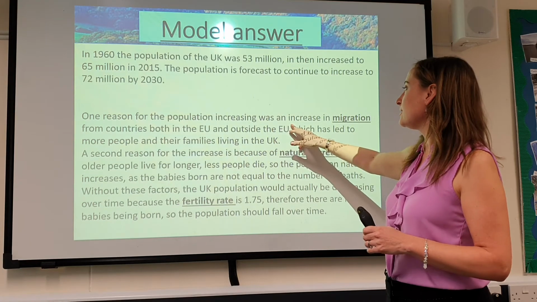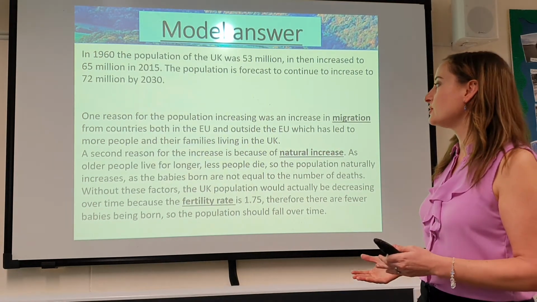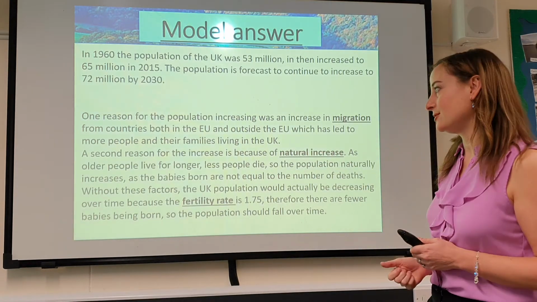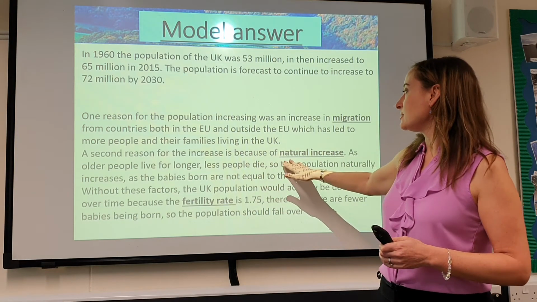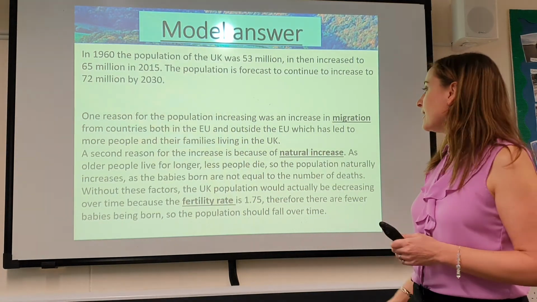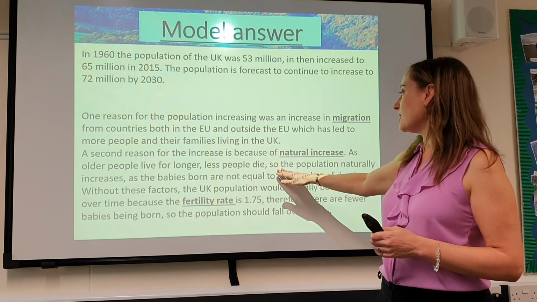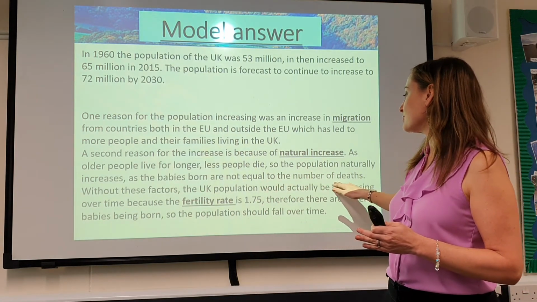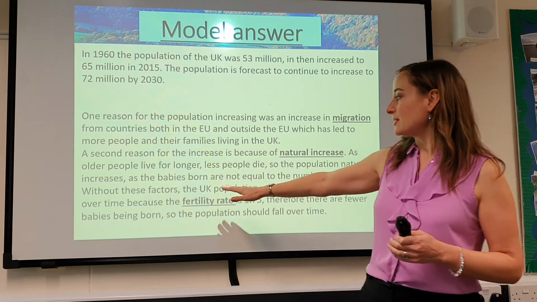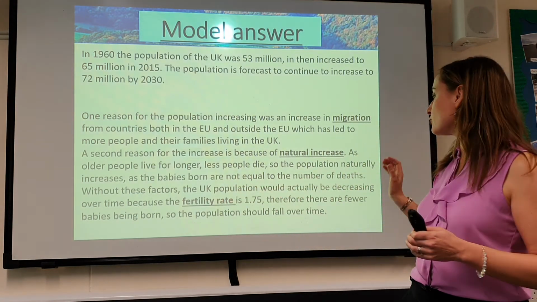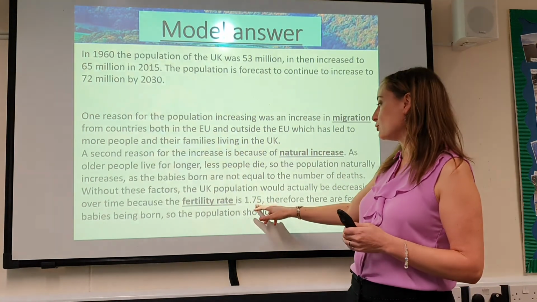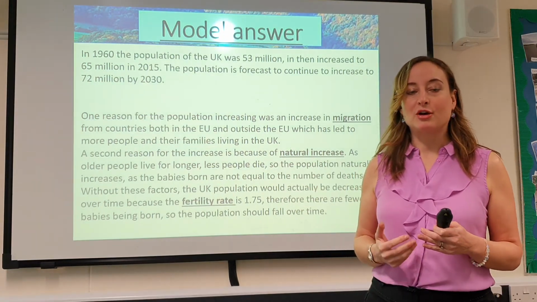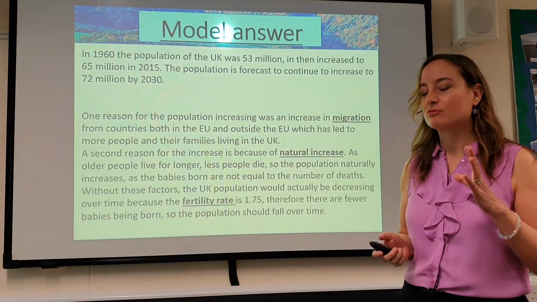One reason for the population increasing was an increase in migration from countries both in the EU and outside the EU, which has led to more people and then their families living in the UK. A second reason for the increase is because of natural increase. Remember that word? As older people live for longer, less people die. So the population naturally increases as the babies that are born are not equal to the number of deaths. Without these factors, the UK population would actually be decreasing over time because the fertility rate is 1.75. Therefore, there are fewer babies being born, so the population should be falling over time. Okay, so check your answer and make sure it's really well explained.